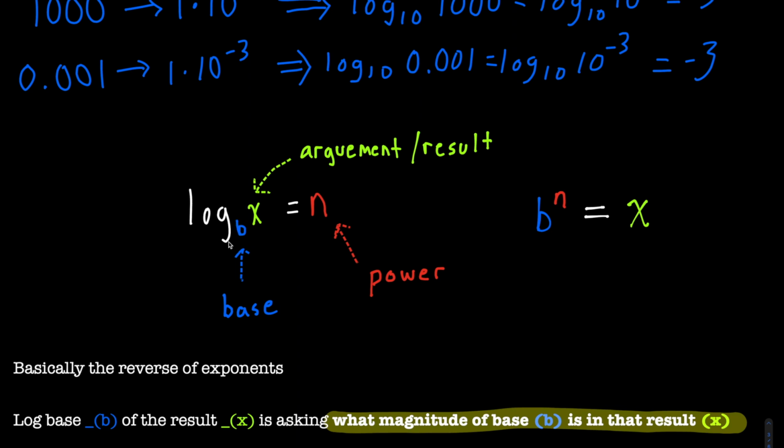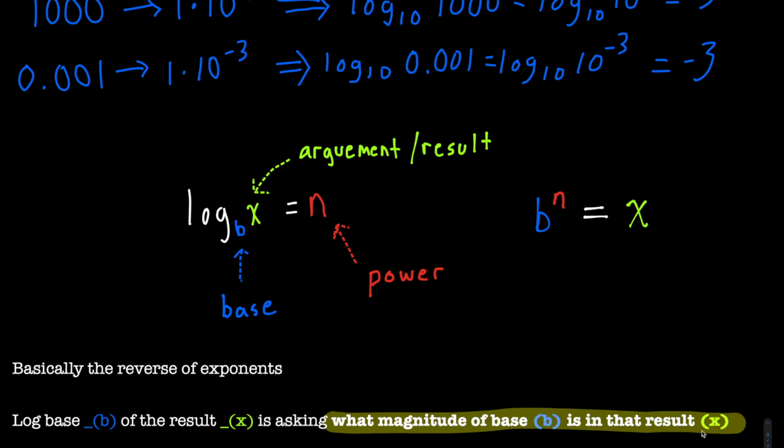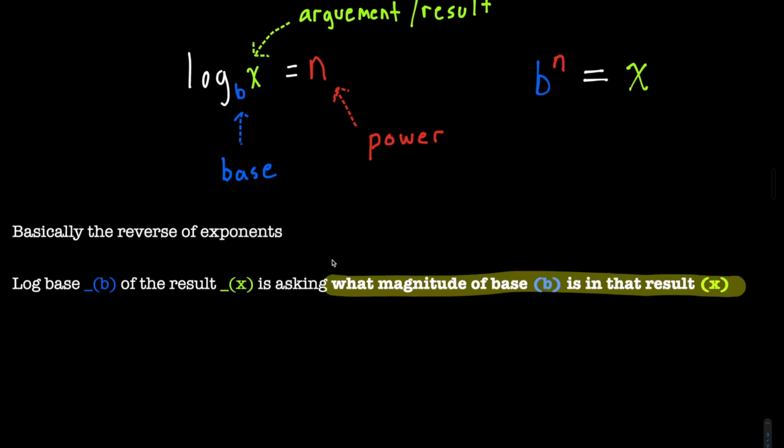So it's easier if every time you see a logarithm, you're thinking, what magnitude of base do we have to be able to get that result? So what power do you have to raise that base to be able to get that result? What exponent do you have to raise this base? What magnitude or extent of base is in this result? And so that's basically what logarithms are.